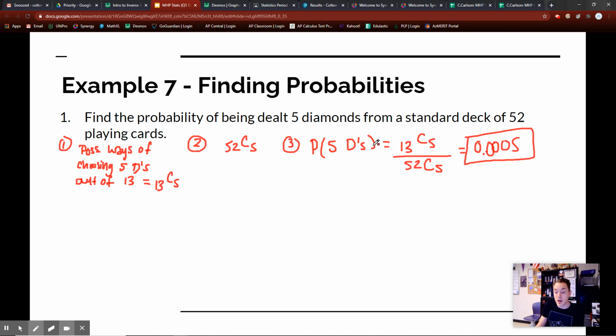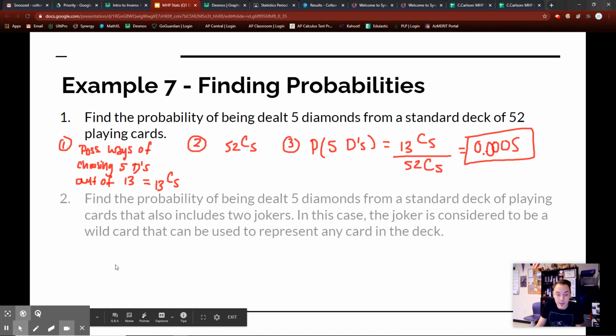Then it would be dependent probability, right? And then you'd be multiplying certain things together. And we will be doing that, okay? So let's move on. I'll be showing you some of that.